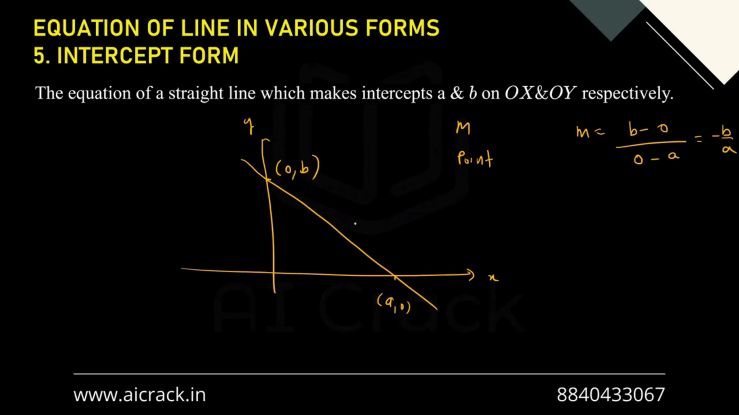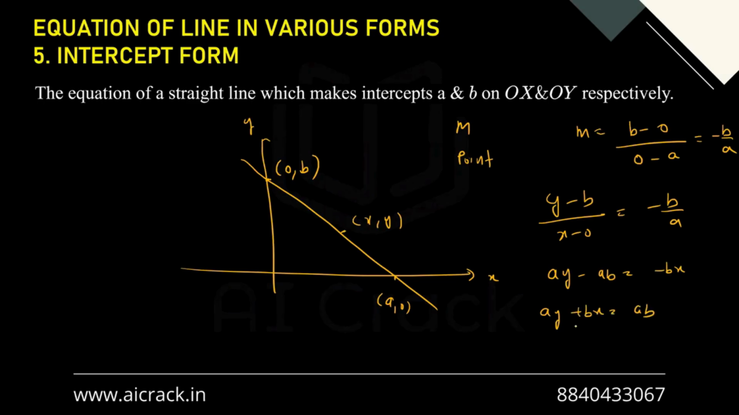So let's try to write the equation. Let's assume one variable point x comma y over here. So y minus b divided by x minus 0 equals minus b by a. That would give me ay minus ab equals minus bx. So that would become ay plus bx equals ab. Now dividing by ab, I'll get y by b plus x by a equals 1. This is what we wanted. So this is the format we have to use for the intercept form, right?